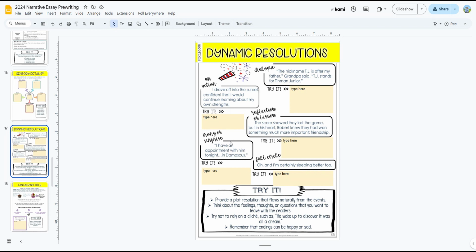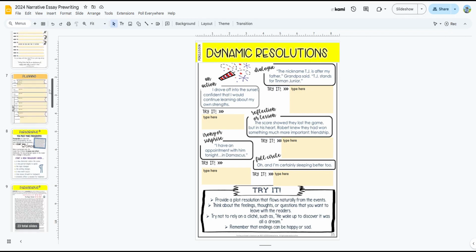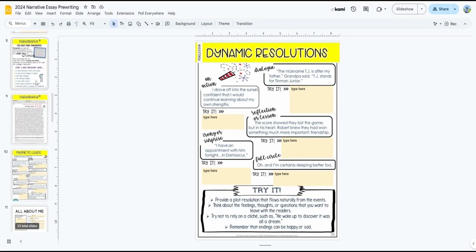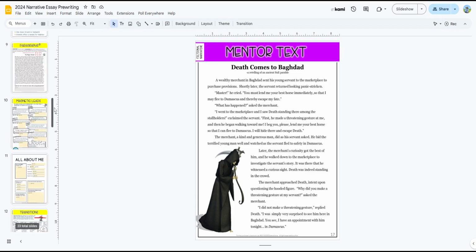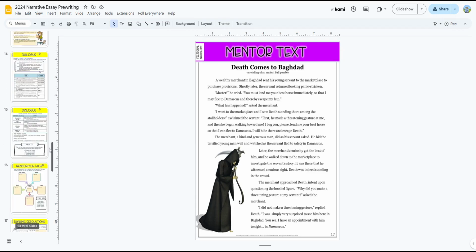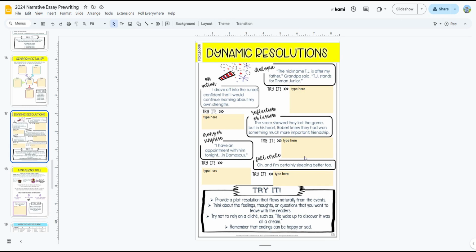This one says an irony or surprise. I have an appointment with him tonight in Damascus. So that was from the mentor text that we read, Death Comes to Baghdad. So that's a surprise for the reader that he was heading towards his own fate. That could be something that you try in your story.